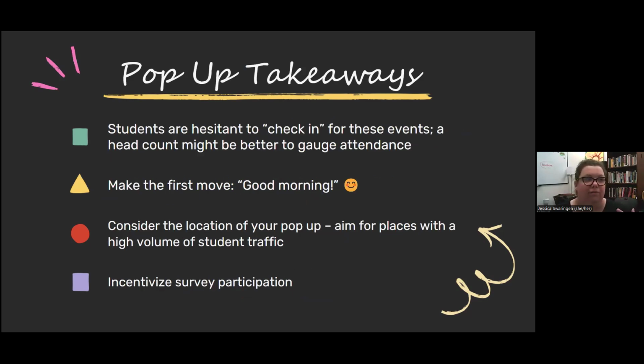Some takeaways that we've learned from doing these pop-ups over time is that students are a little bit hesitant to check in for these events. Some of them may not really know what checking in entails, and so they're wary there would be a record that they attended. Given the current political climate in the United States, I can understand where they're coming from. A head count might be better to gauge attendance at these events, and we do have those little clickers for counting attendance.